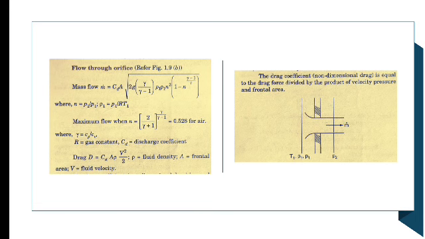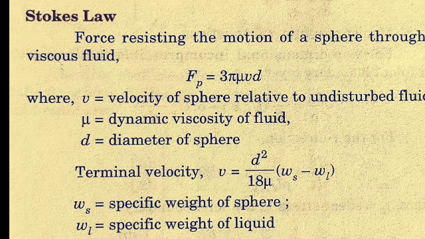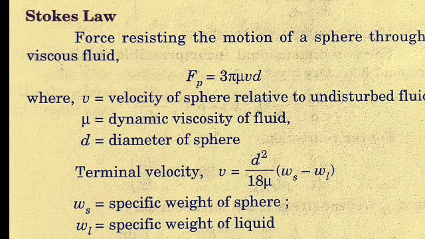Flow through orifice. Here we can see the diagram of orifice. The formula for orifice mass flow is Cd into A under root of 2g gamma by gamma minus 1 P1 rho 1 into 1 minus n power gamma minus 1 by gamma. Stokes law. This is very important. Force resisting the motion of a sphere through a viscous fluid. Fd equals to 3 pi mu Vd.